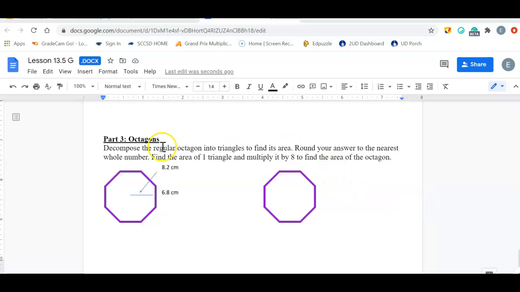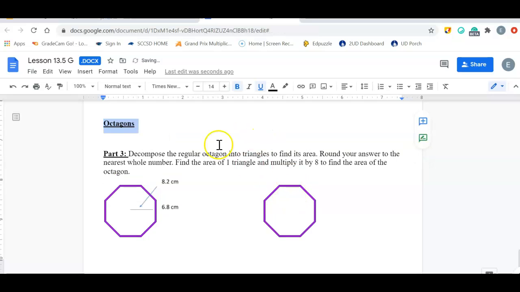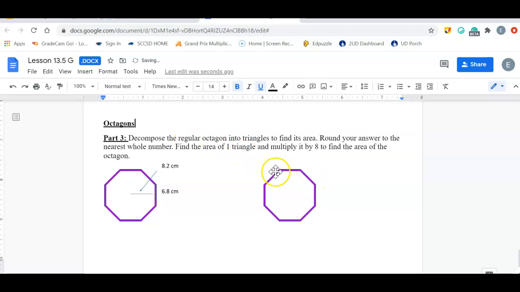All right, in part 3, we are going to talk about octagons. Octagons are 8-sided shapes. 1, 2, 3, 4, 5, 6, 7, 8. All right, it says decompose the regular octagon into triangles to find its area. Round your answer to the nearest whole number.